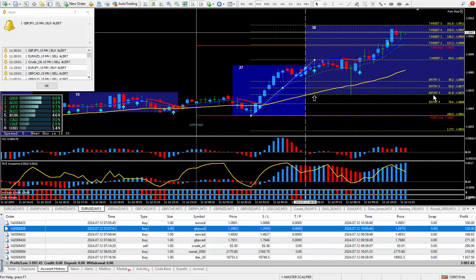It hit entry 3, and if it hits the entries, it'll usually hit target 2, 3, 4, or 5. And isn't that just like magic? It hit it right on, right there. So you could have got in around here and closed out your trade around here, locking in some more pips actually, if you were using this FibMaster tool.